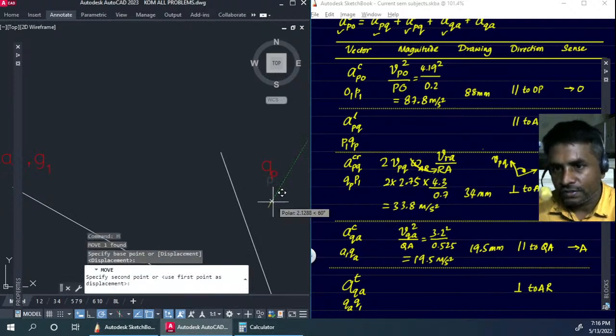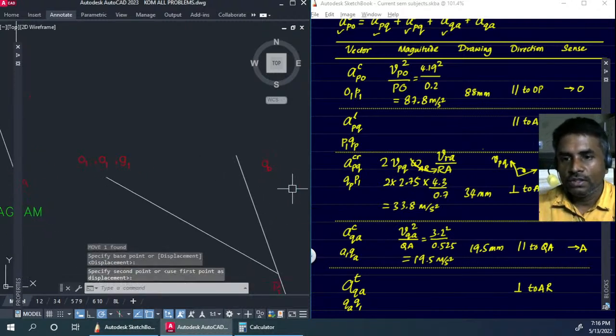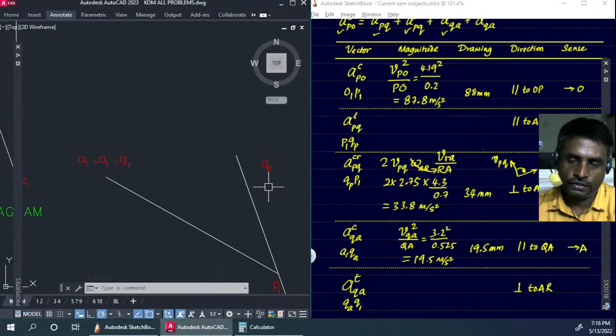So this is my point. We don't yet know at what point it is going to be. We'll have to find the intersection of that with some other line to actually get it. So we are going to leave it at that for now, and let's go for the next one.